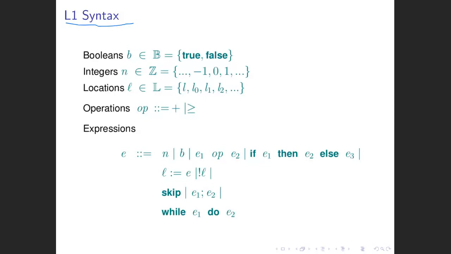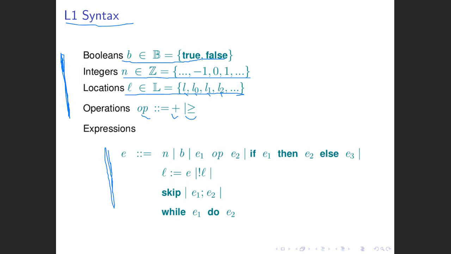So L1 is just language 1, right? It's a tiny little imperative language. So here's a grammar for a bunch of expressions, and they bottom out into certain fundamental entities. So we're going to have Booleans. Booleans can be true or false. We're going to have integers. We're going to have memory locations. Okay, these are symbols L, L0, L1, L2. They're the variable names, effectively. And we'll have some operations. We'll just have plus and greater or equals.